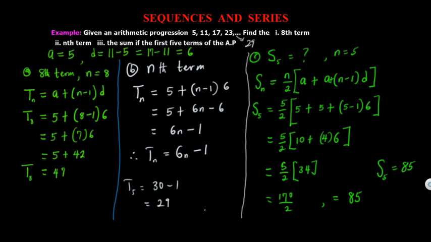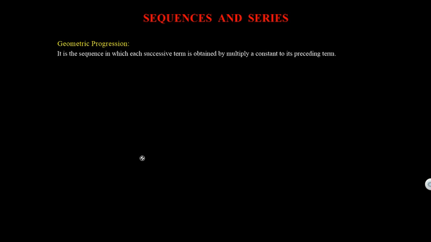Now let's quickly consider a discussion on geometric progression. Geometric progression. We know this now. So what do we call geometric progression? It is the sequence in which each successive term is obtained by multiplying a constant to its preceding term.